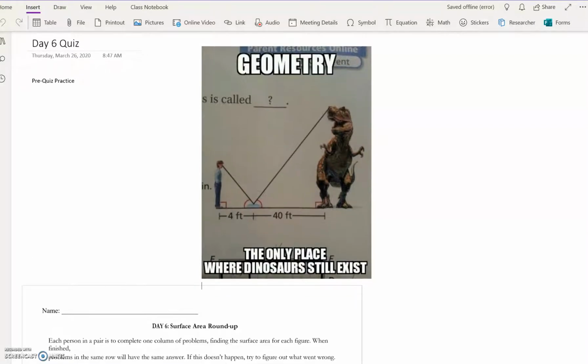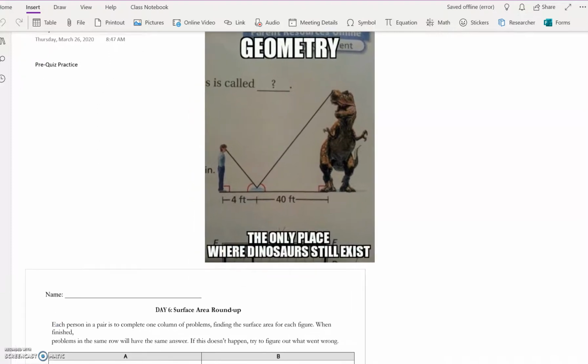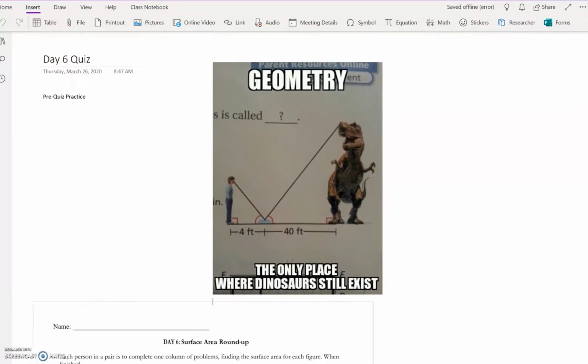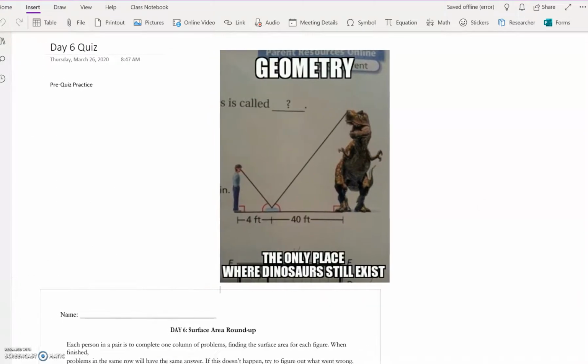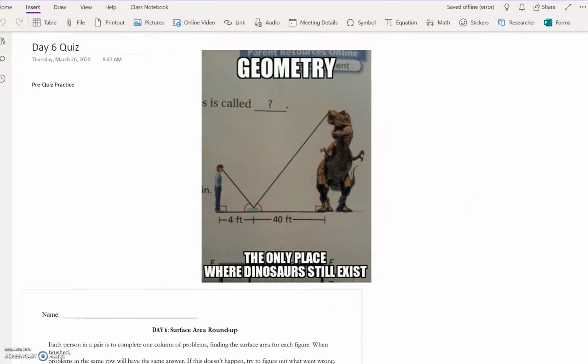Today is the day that I would normally do a quick quiz just to see how we are. I normally would have done a couple of exit slips or entrance slips. I think I included an entrance slip in your packet, where I ask you to decide if something is a prism or a pyramid, just a quick check-in. So you probably saw that in your notes packet because I slipped that in.